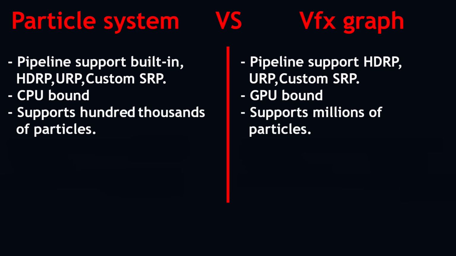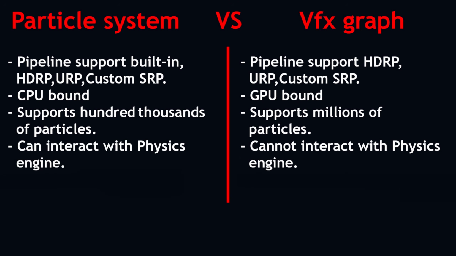That will bring us to our third difference, that Particle System can support only hundreds of thousands of particles while VFX Graph can support millions of particles. Now of course these are arbitrary numbers and actually depend on your hardware. For example, if you have an AMD Threadripper, you could get away with millions of particles even with Particle System.